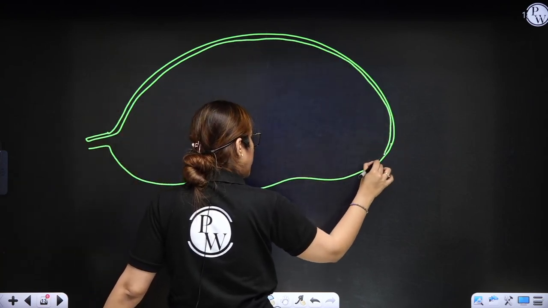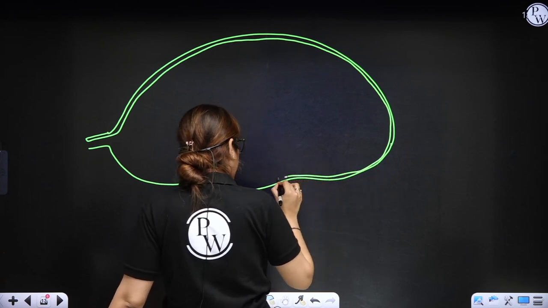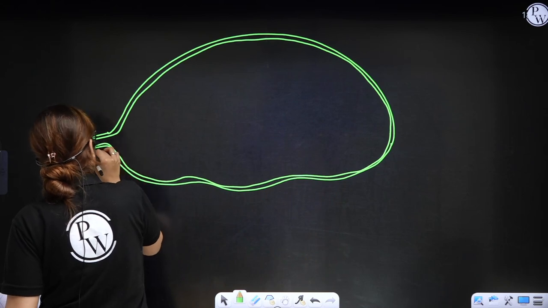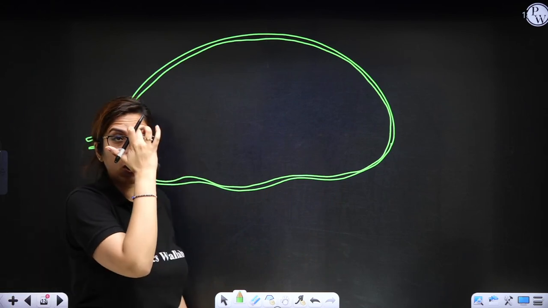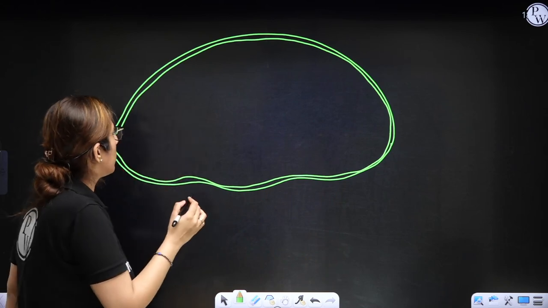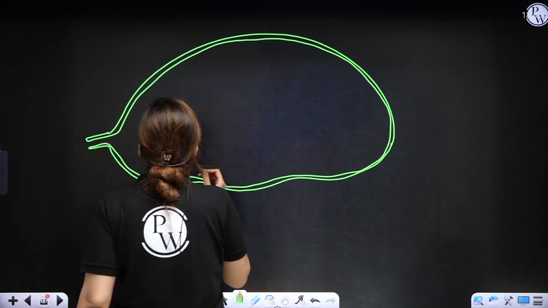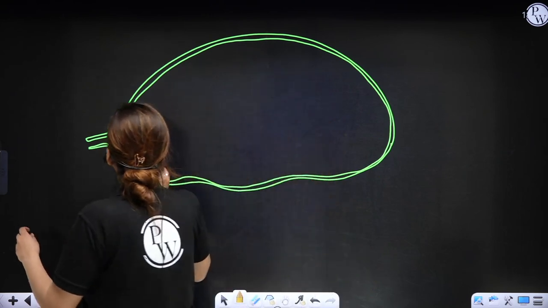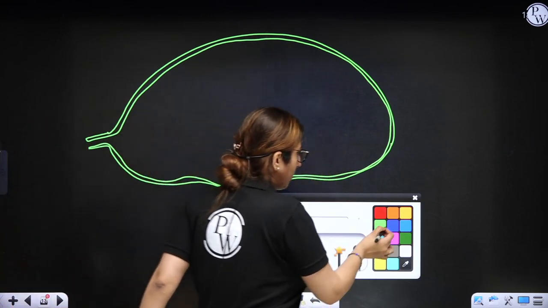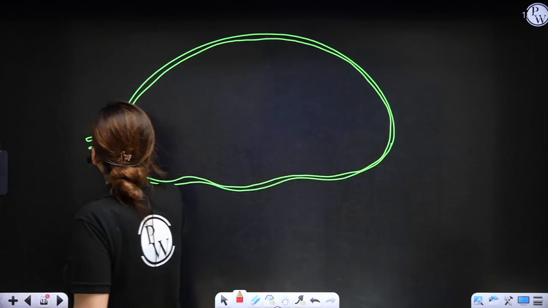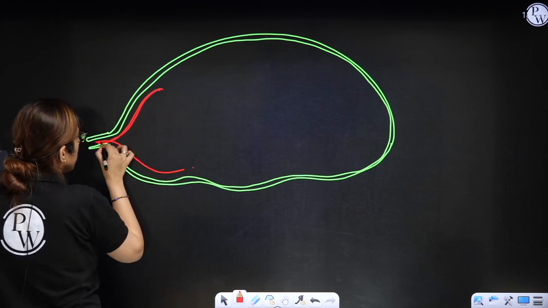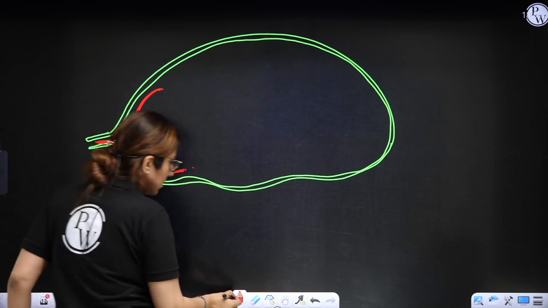So the germinal epithelium of the ovary also has the same parts, a cortex and a medulla. Now, let's talk about follicles. Definitely, it will be richly supplied with blood vessels also. Now, the blood vessels will be present.